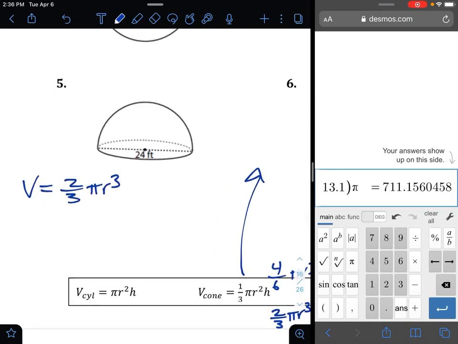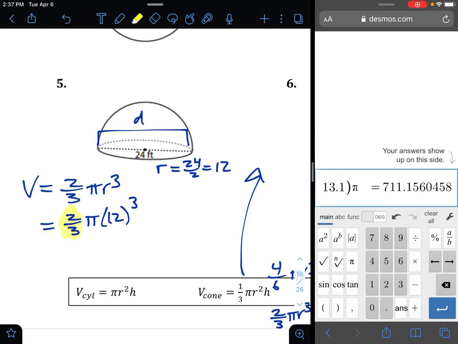Now, again, we don't have the radius in this example because the 24 is showing us the whole diameter. In order to get the radius, we just take the diameter and divide by 2. So our radius is going to be 12 for this example. Now we take that 12, plug it in for r. So 2/3 pi times the radius, 12, cubed. Again, we're going to do in terms of pi first. We're going to type everything in except for the pi. So everything else, basically, the 2/3 and the 12 cubed, all being multiplied.